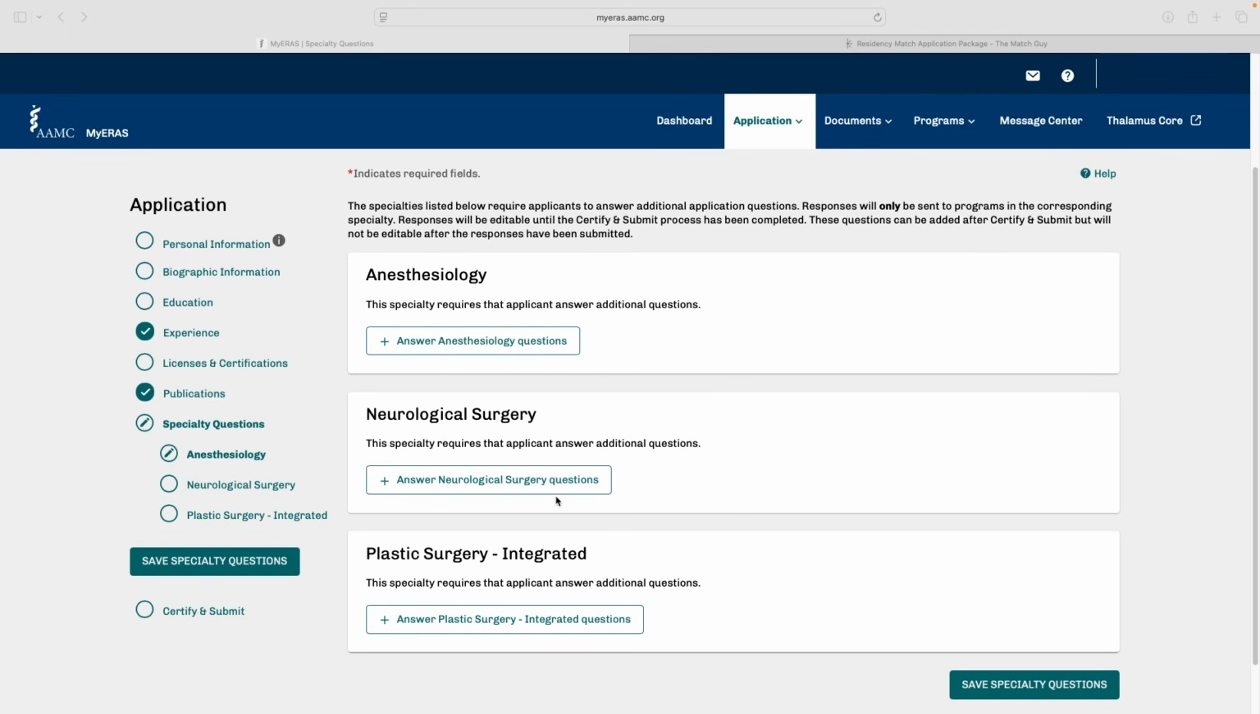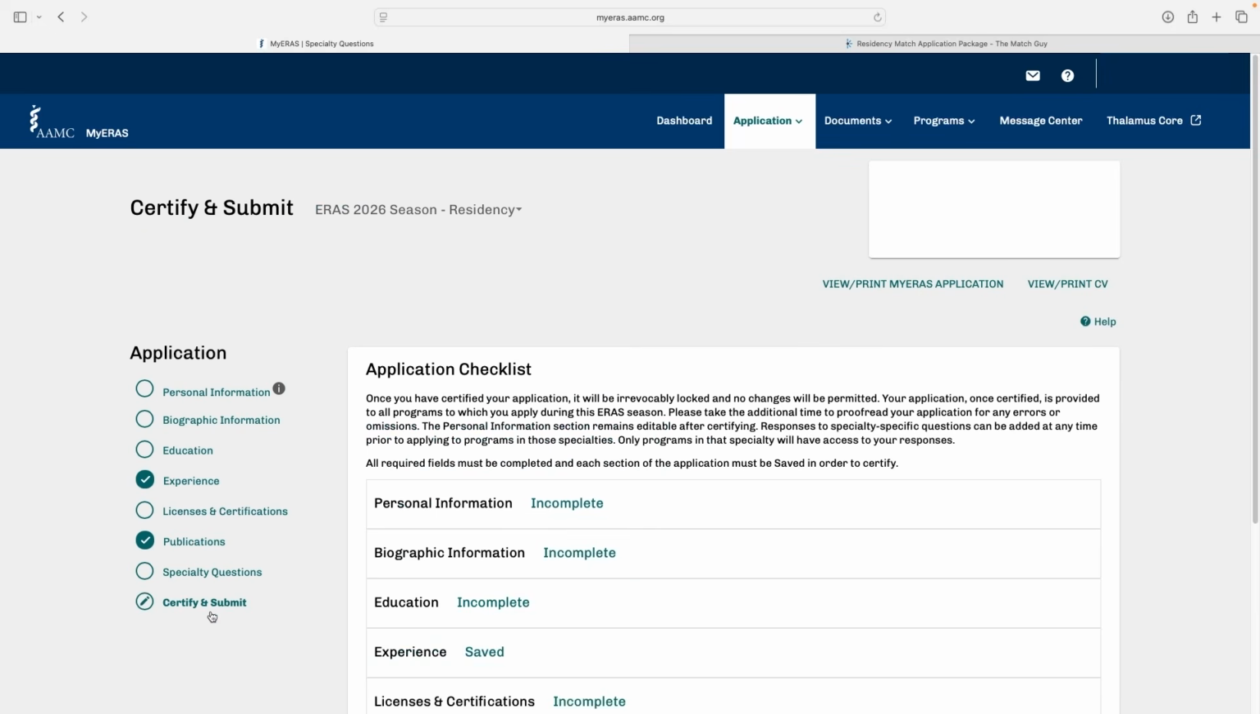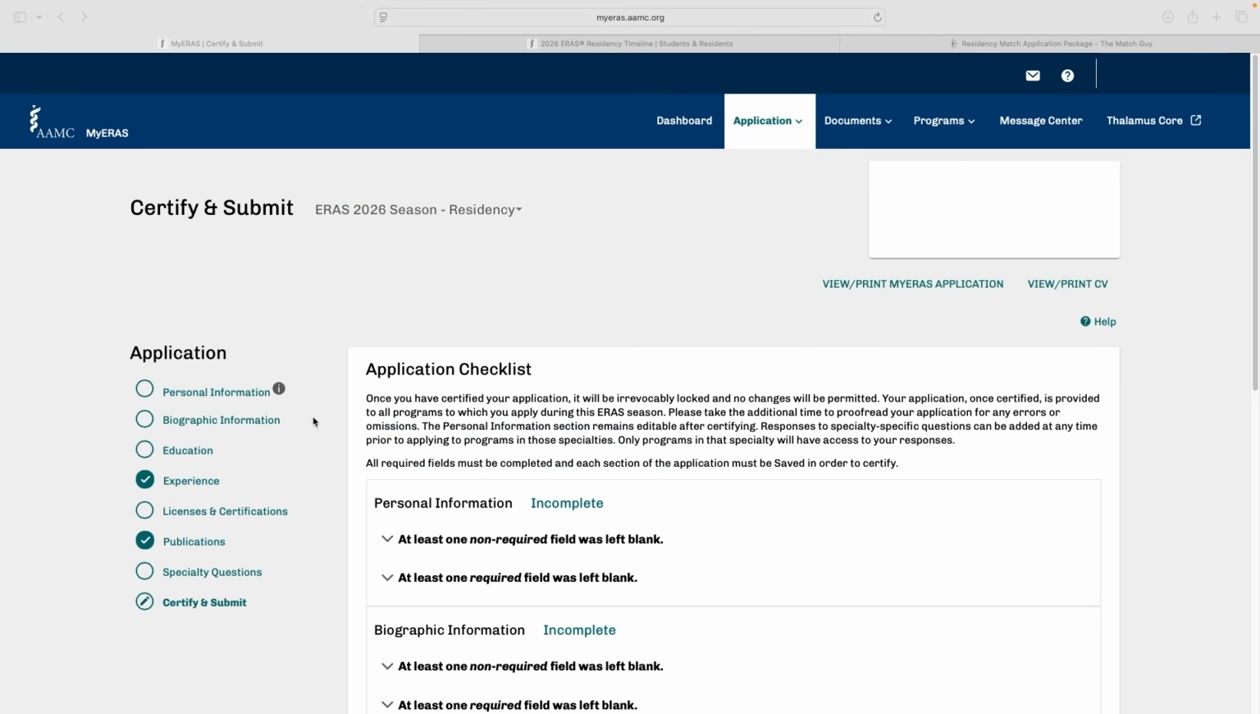And now, after you've filled all these sections of the ERAS CV, you have to go and click Certify and Submit. One thing to keep in mind is that once you certify and submit your ERAS CV, you won't be able to edit it, except the personal information section. So that's why it's key to understand the dates associated with submitting your ERAS.